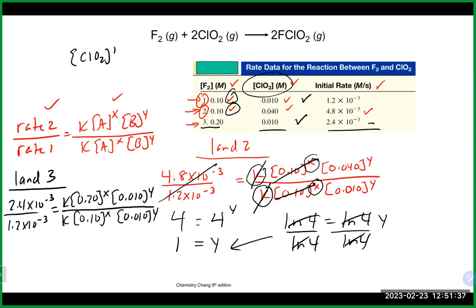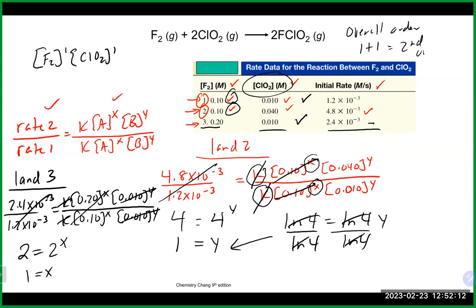Once again, doing some math here, that's going to divide out to a 2. Once again, our k's are going to cancel. These guys will cancel out to 2 to the x, and these guys will completely cancel out. And that's going to give us here, as you could guess, x is equal to 1 as well. That means the order for F2 will also equal 1. We've now figured out the orders for each of the reactants. That means the overall order here would be 1 plus 1, second order.